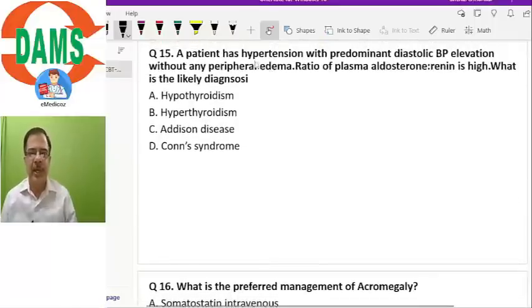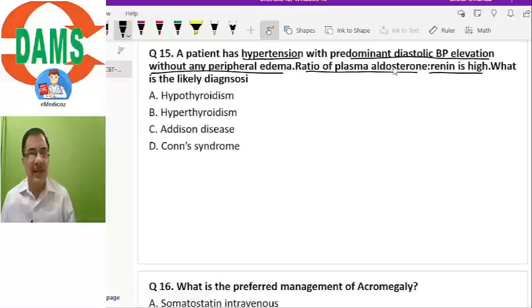Question 15. Patient has hypertension with a predominant diastolic BP elevation without any peripheral edema. The ratio of plasma aldosterone to renin is high, meaning aldosterone levels are high and they are suppressing the renin levels. So it means it is a case of Conn syndrome.